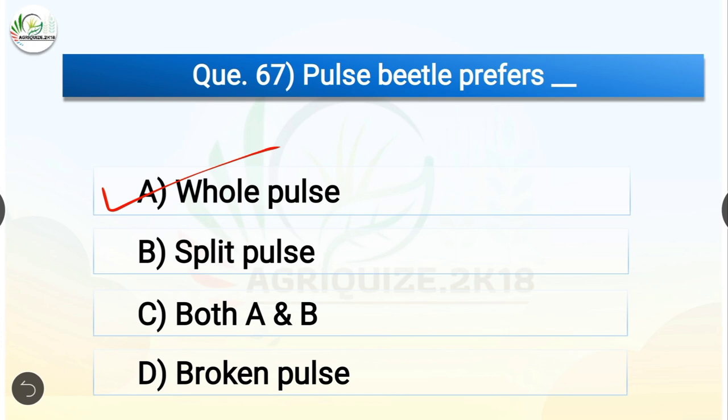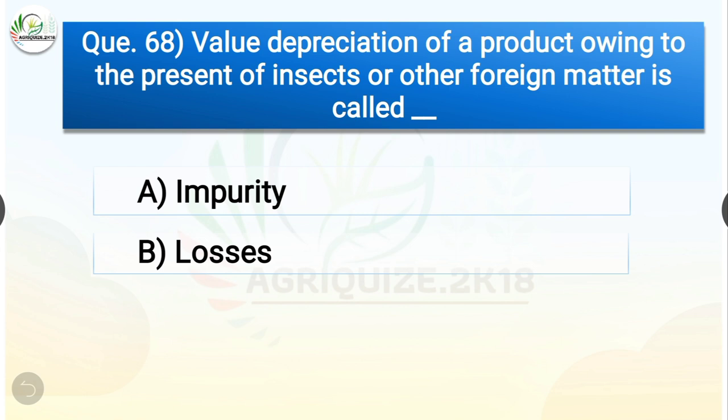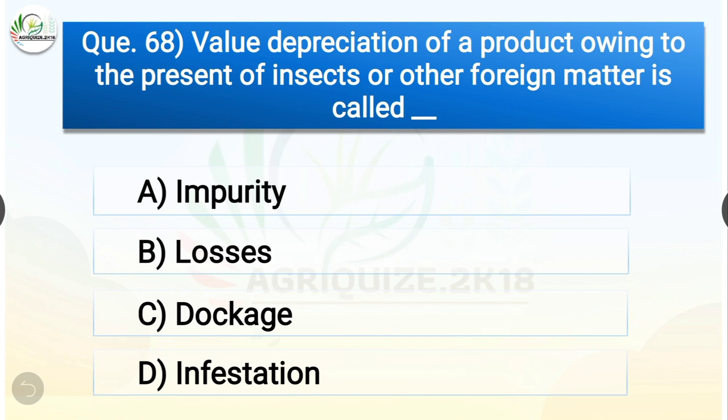Question number 68. Value depreciation of a product owing to the presence of insects or other foreign matter is called dash. The options are impurity, losses, dockage or infestation. The correct answer is option C, dockage. So value depreciation of a product owing to the presence of insects or other foreign matter is called dockage.